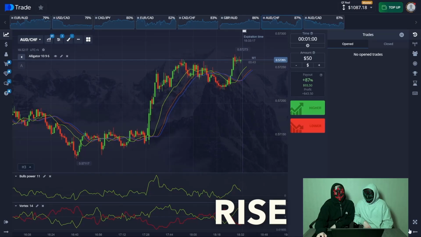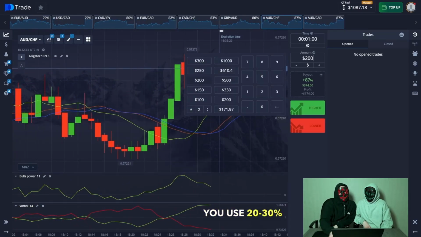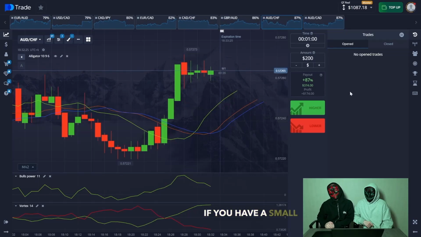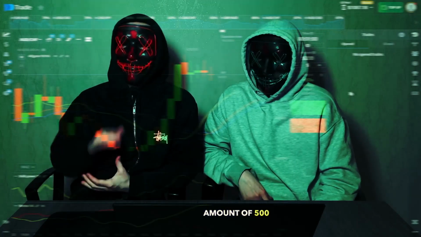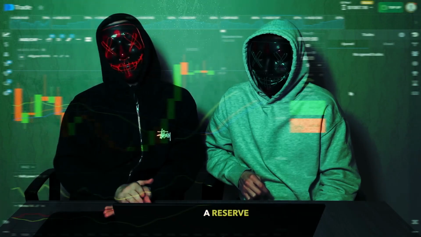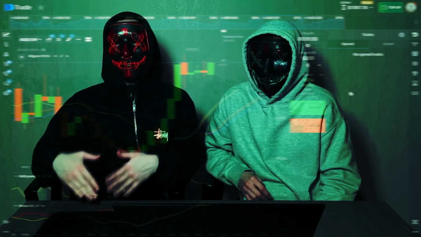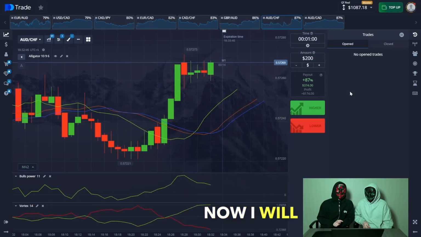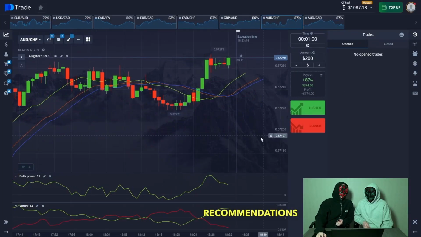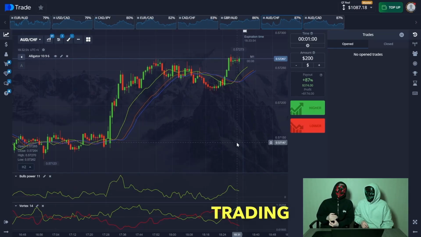We will open for a rise here, change the bet to already $200, and I recommend you use 20 to 30% of your balance. If you have a small amount, try to bet less first, and if you have a slightly larger amount of $500, try to bet $80, $70 so that you have a reserve of money which you could multiply in the future. Now I will open a trade. These are my small recommendations that can help you with risk management and trading, friends.